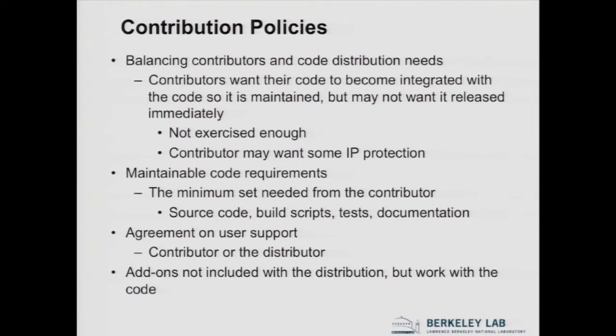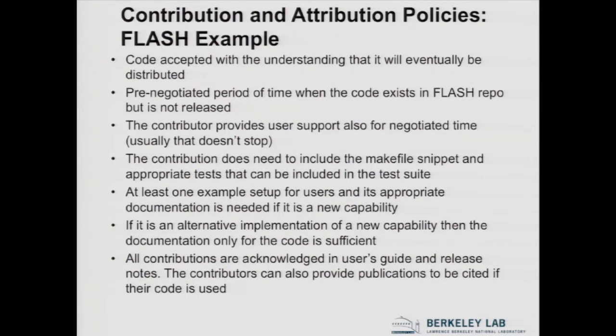When people contribute code, we need certain things from them. For example, we need a test that can be included in the test suite. We need the documentation that can go into the user's guide, and we need them to meet the coding standards of both the code and the documentation. And the last slide that I have is the attribution policies. So every code bit that is contributed by the external users, for example, is explicitly acknowledged in the release notes as well as in the user's guide.